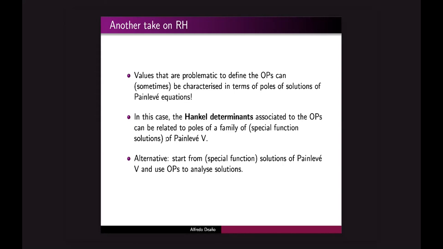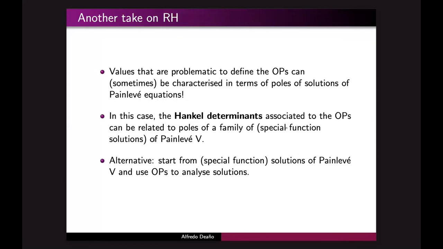Actually, this is not too bad, because it is not just a generic solution of Painlevé 5, which is a highly transcendental function that can be very complicated. You actually have a function that belongs to a special function solution. So this means that, okay, it's a solution of Painlevé 5, but it can be written in terms of classical special functions, in this case, confluent hypergeometric functions. So, okay, it might not be too bad.